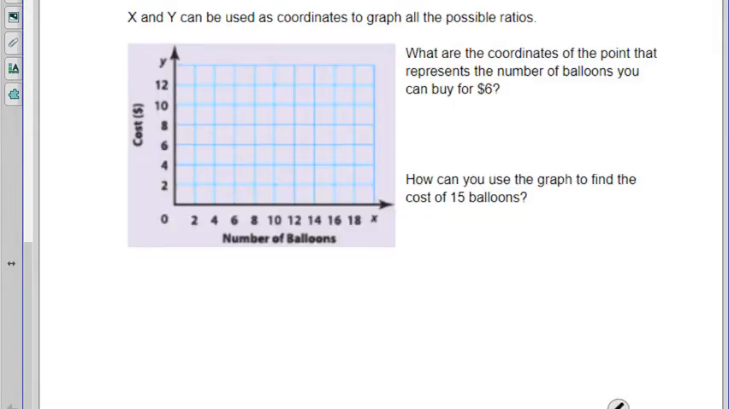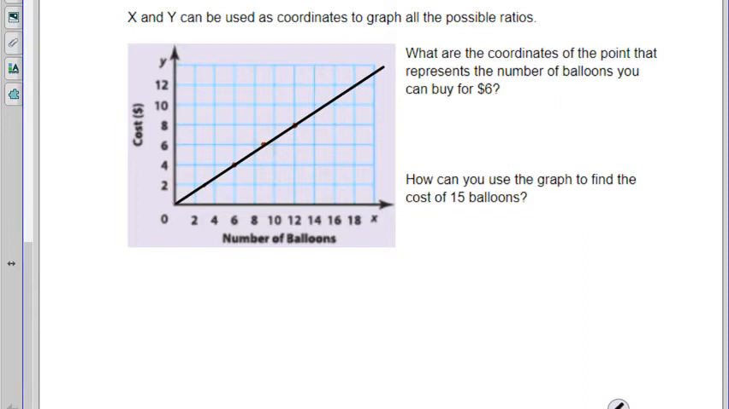And so now we can use the X and Y coordinates to draw a line of all the possible costs for different numbers of balloons. And so when we had 3 balloons, it was $2. When we had 6 balloons, it was $4. When it was 9 balloons, well, that was $6. When we had 12 balloons, that was $8. We can keep going. We can see this is forming a line. Let's graph that. Looks like we have a line that goes something like this.